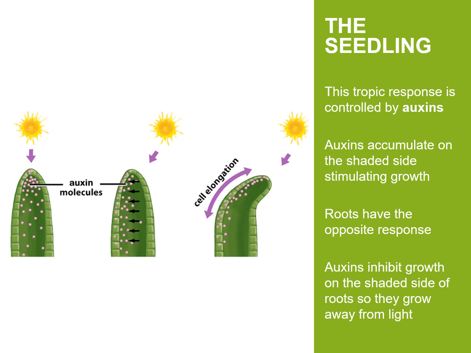As you can see in this slide here, the auxin molecules accumulate on the shaded side and promote cell elongation on that shaded side. So this causes the tip, or the meristem, of the plant to start angling towards the light. And then this dictates its growth upwards and towards sunlight. Most crops have some form of this process to direct their growth. Roots and root tissues have the opposite response. Auxins inhibit the growth on the shaded side of roots so that they grow away from the light.